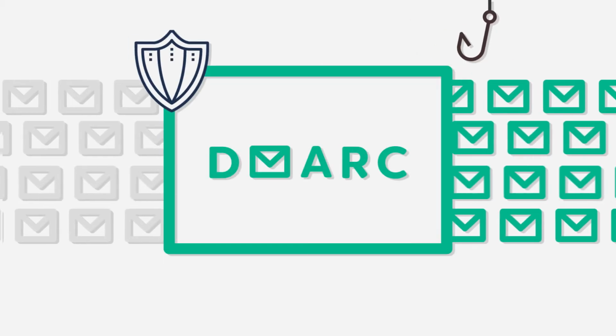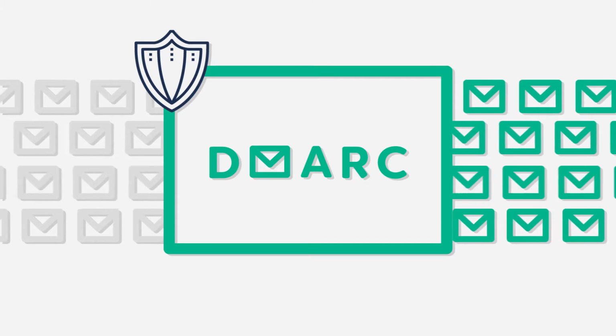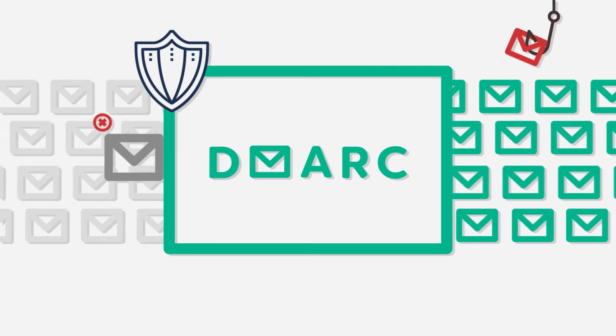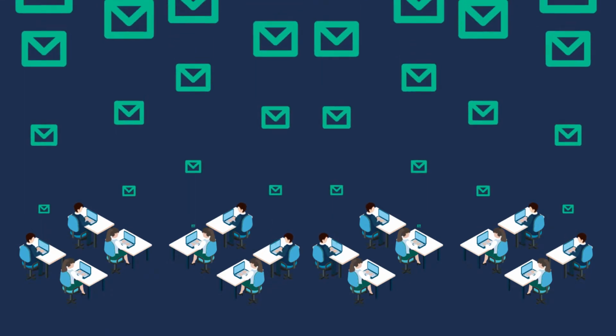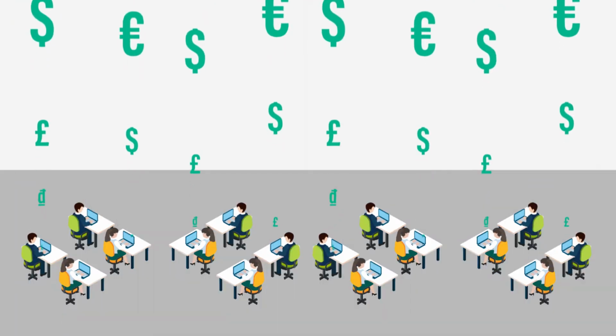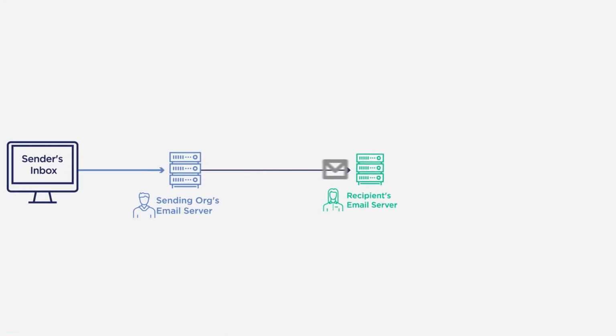DMARC is an email authentication tool that protects your company's email domain from being used in phishing scams, spam attacks, and other cybercrimes. DMARC improves the delivery rate of the email you send to your customers, and it helps to protect your internal network. The benefits are clear, but how does it actually work?